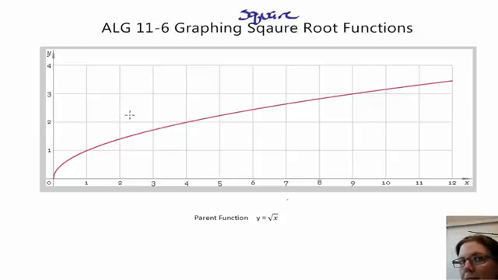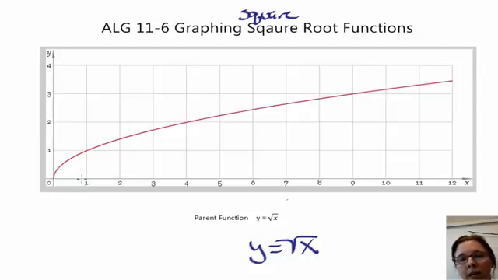Okay, this is 11.6, graphing square root functions. When we have square roots in our function, this is the parent graph y equals the square root of x, this picture right here. When x is 1, y is 1, because the square root of 1 is 1. When x is 4, y is 2, because the square root of 4 is 2. If we went all the way to 16, it would be at 4. Okay, so that's what it looks like.